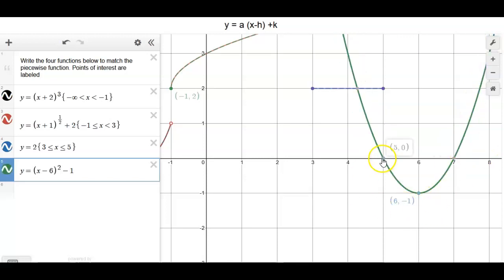And it goes from 5 to positive infinity. So we need to show that when we do our graph. And since this is an open circle here, we're going to use the less than symbol. And again, anytime that we're using infinity, it's a less than symbol.